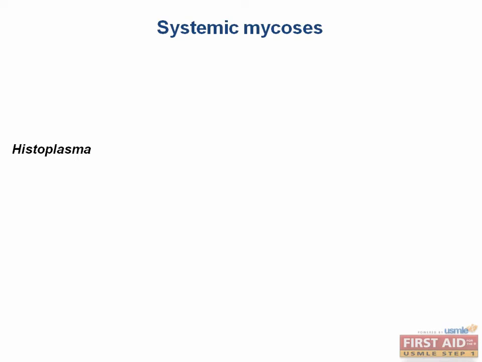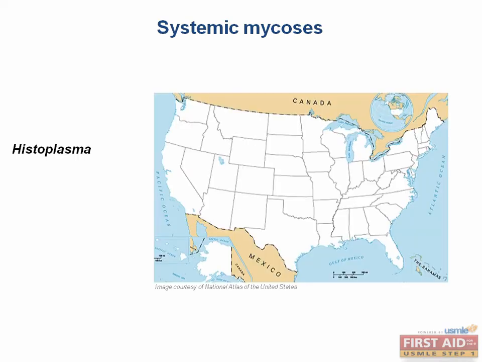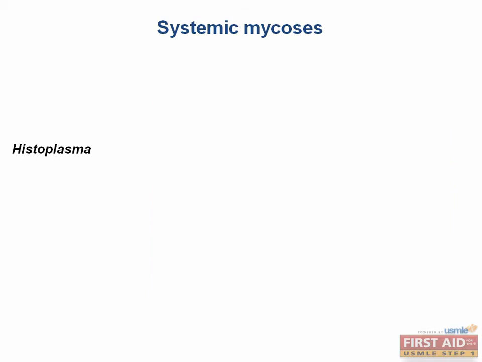Let's start with histoplasma. This fungus is endemic to the states bordering the Ohio River Valley and Mississippi River. Think center of the country. Histoplasma is found in soil enriched by bird and bat droppings. Frequently, the hint you'll be given on the boards is that the person is a cave explorer or spelunker, as these individuals often have close encounters with bats.